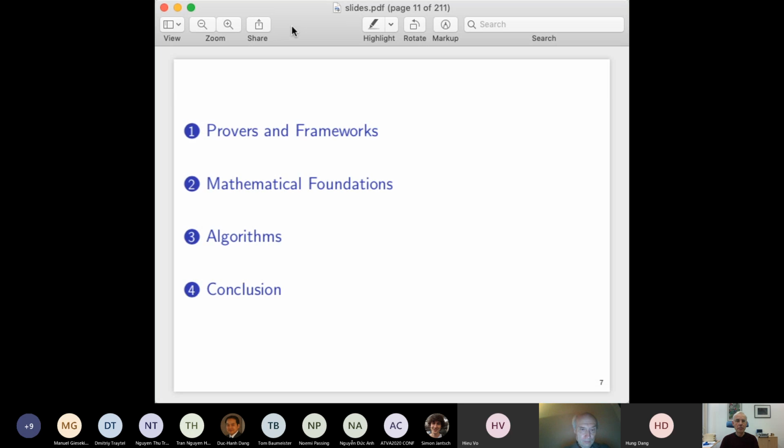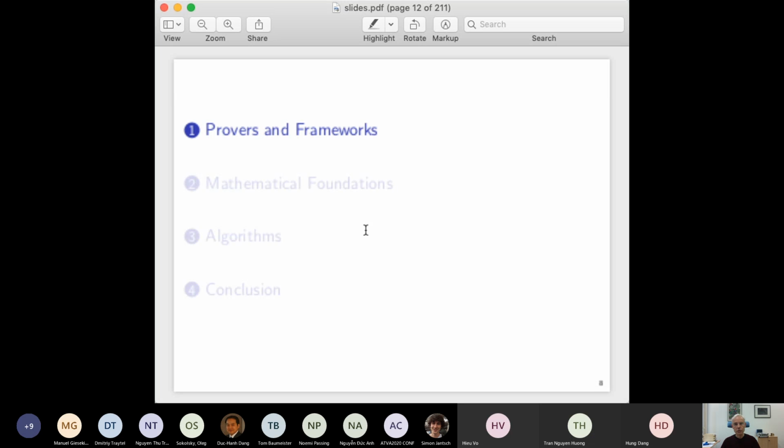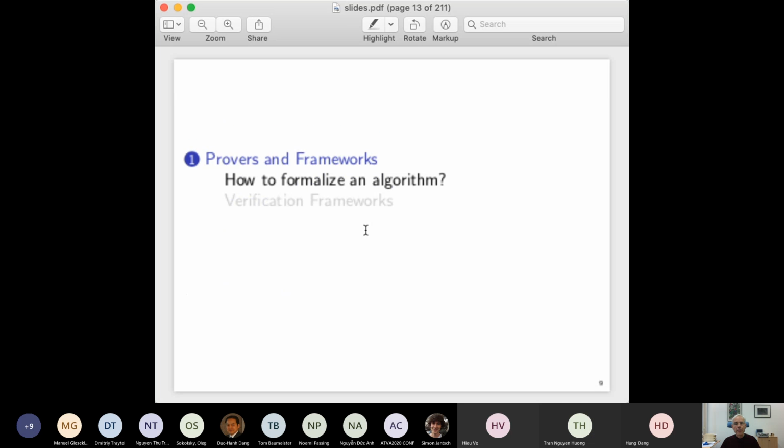Okay, so what will I talk about? I will first tell you a little bit about the frameworks that have been used in these verifications, and then about the mathematical foundations, which concerns mostly the algorithm analysis, the running time analysis, and much of the paper will then talk about the algorithms themselves, and finally some conclusions. So let's start out with the provers and frameworks. And the first question is, how do you actually formalize an algorithm in a theorem prover in order to verify it?